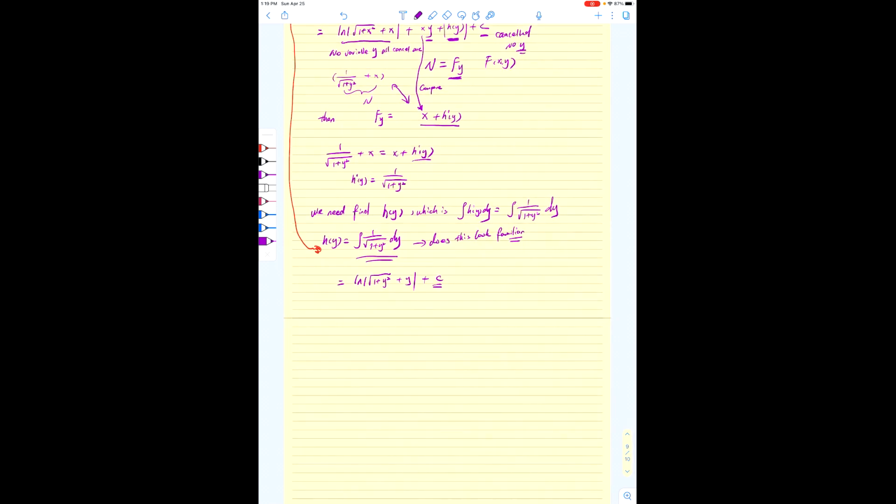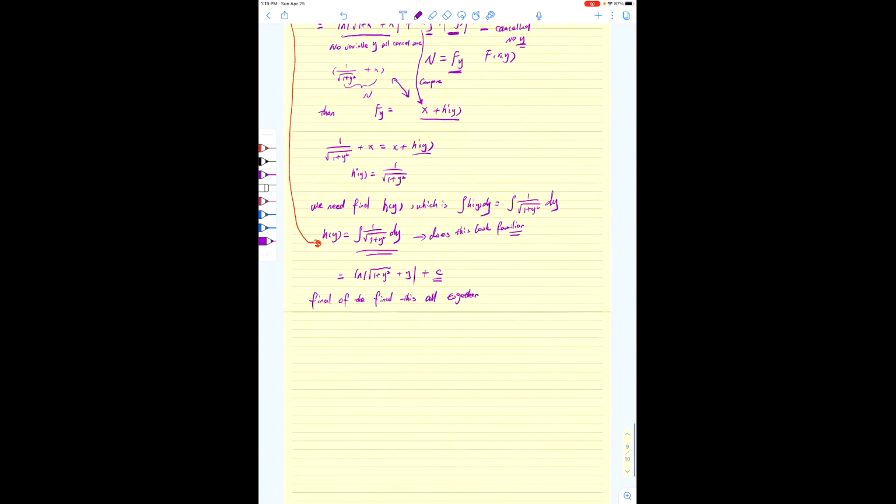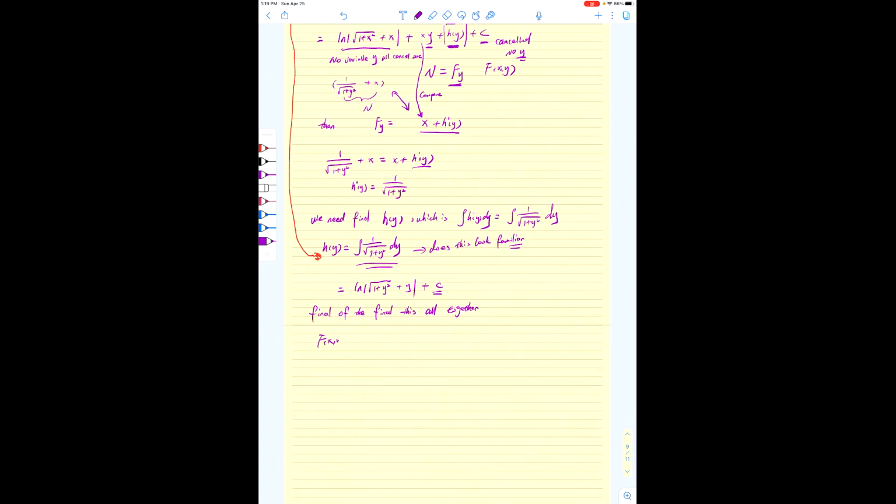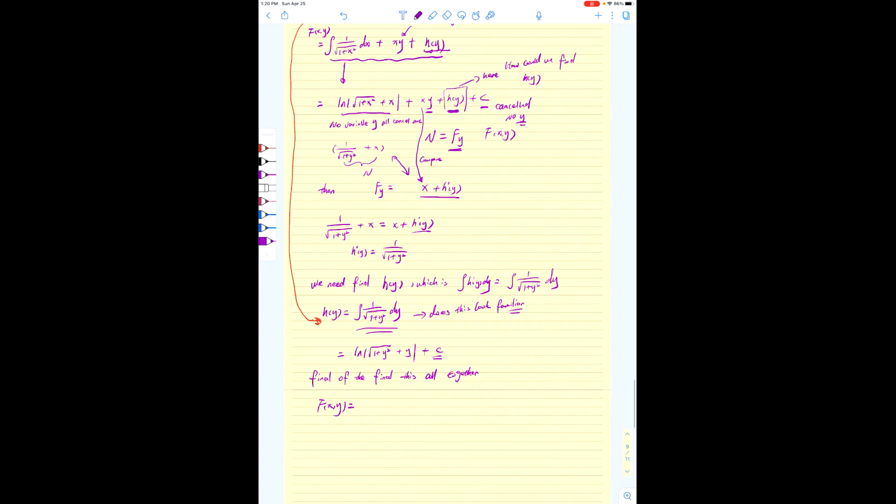Then final of the final, which is we need to put this all together. Then f(x,y) is equal to this plus xy plus this.